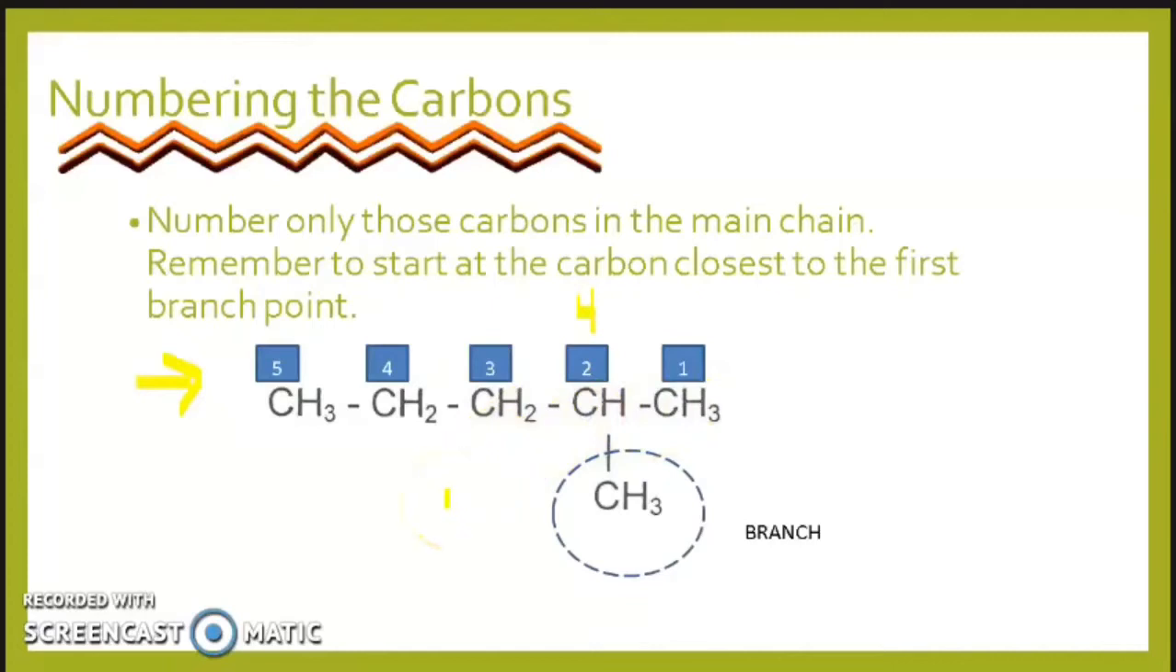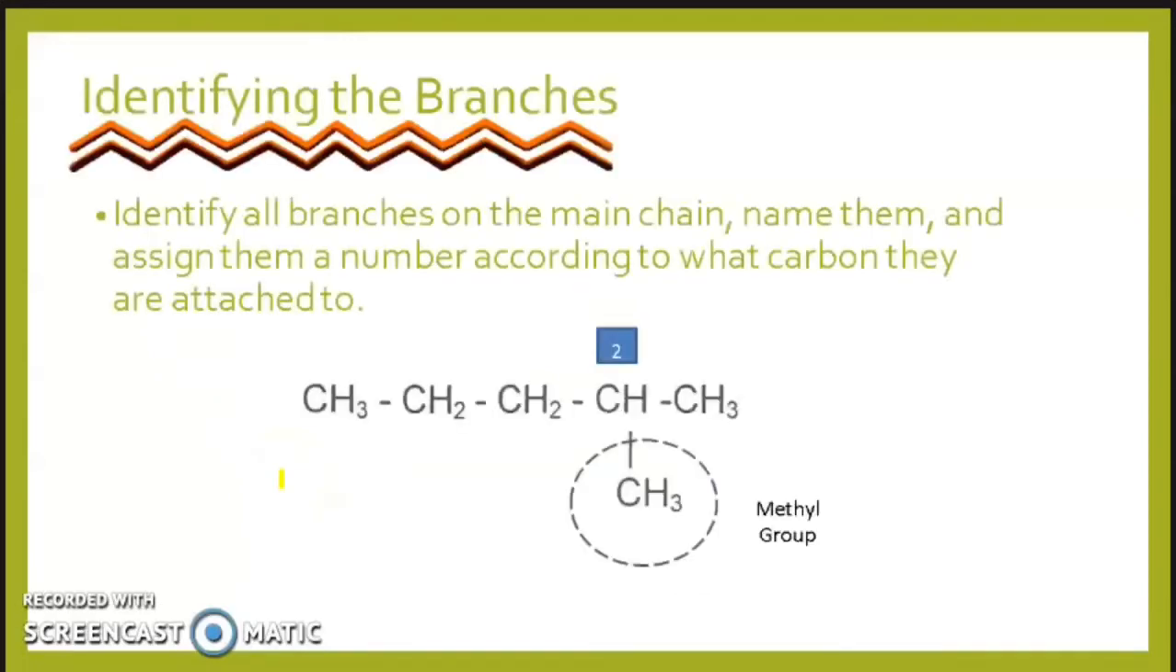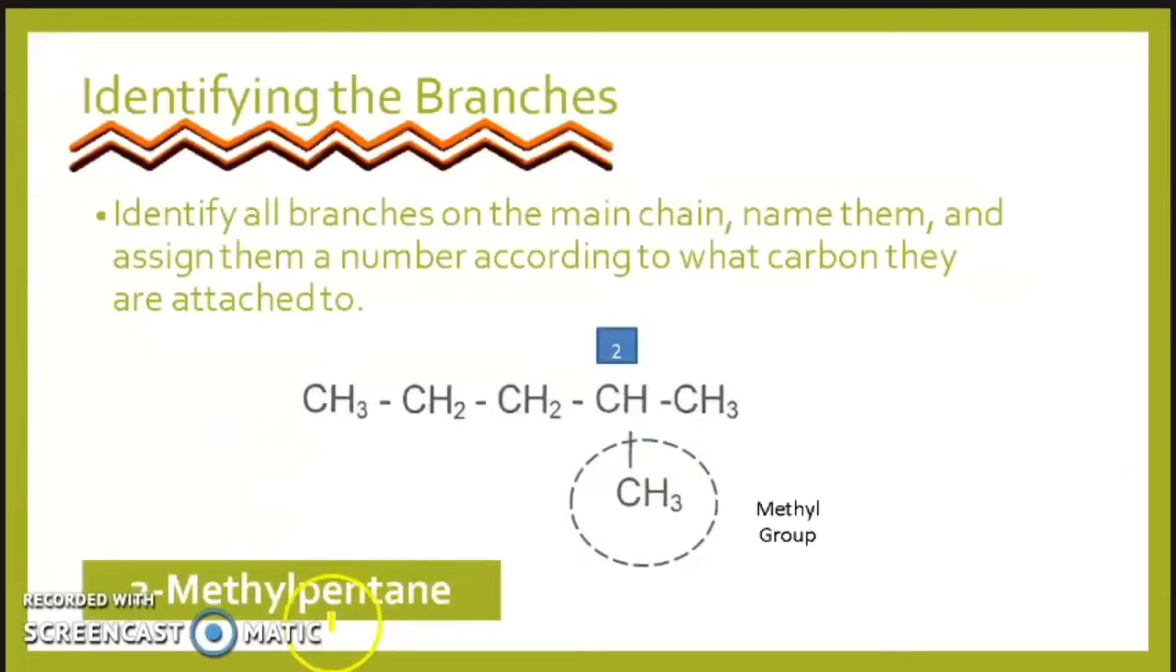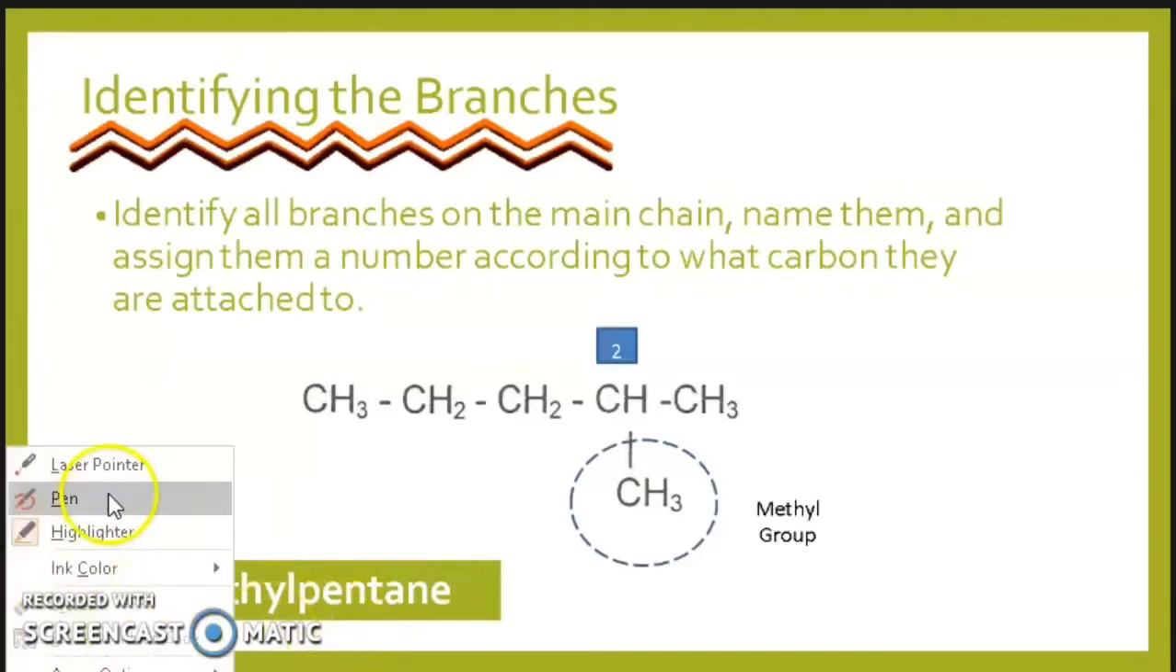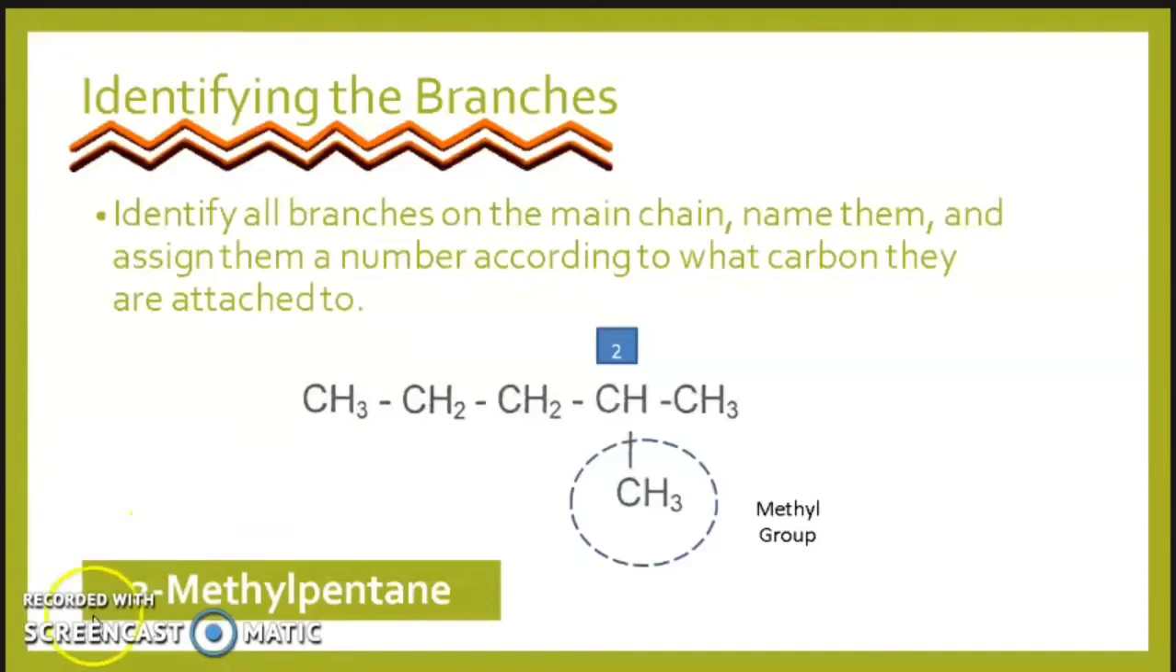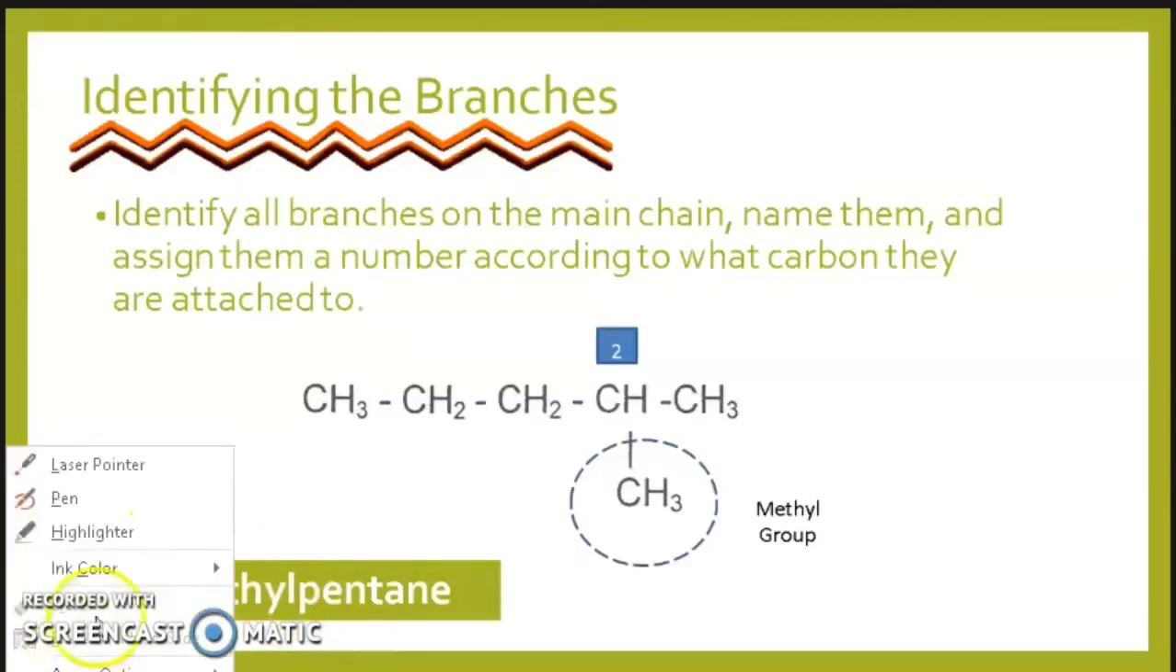Now, in order to construct the name of the branched chain alkane, we begin with the name of the main chain. Now, the main chain consists of 5 carbon atoms, and therefore, we have to start by writing the name pentane, as you can see here. So, the name of the main chain is written at the end, which is pentane.